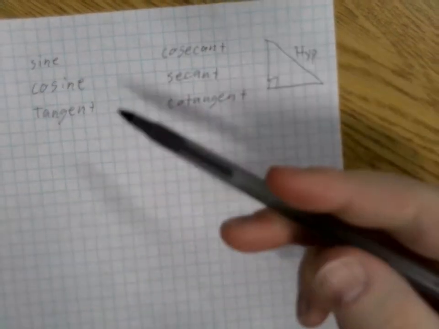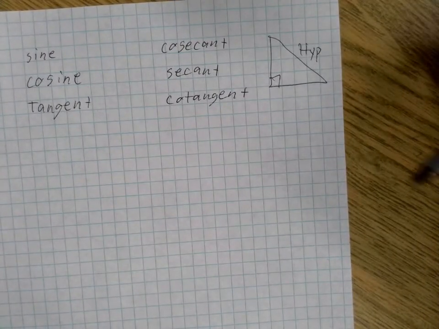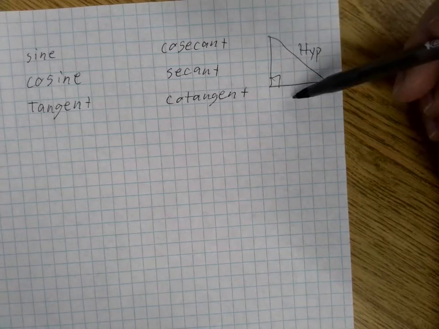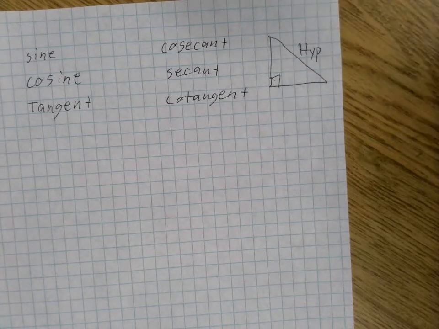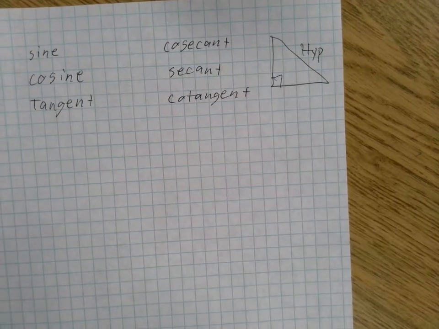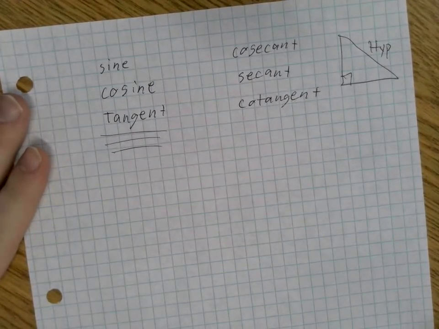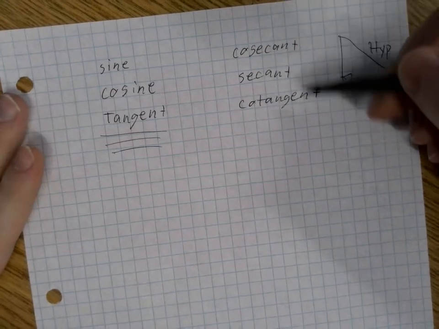So some of these functions require knowing this length. Others require knowing one of the 2 other lengths. And all of this is usually in relation to a particular angle. We'll talk more about that later in this video. Now, for our purposes, and basically for an intro in trigonometry, we're going to focus on these 3. We are not going to deal with these 3 over here.